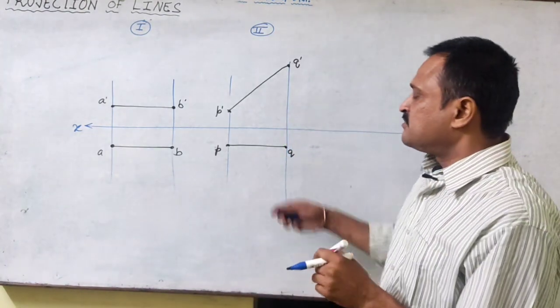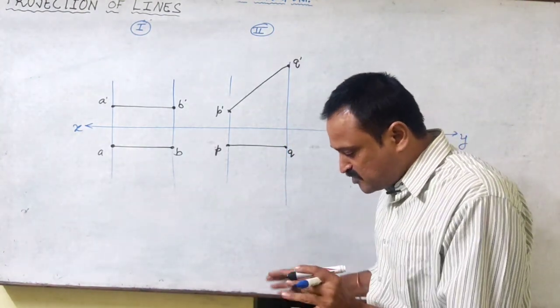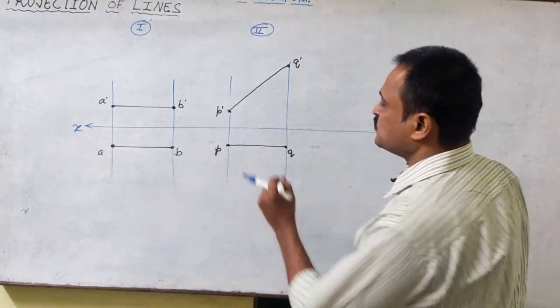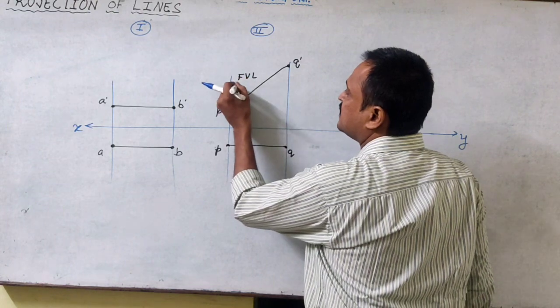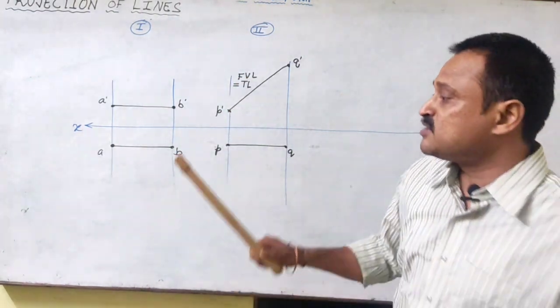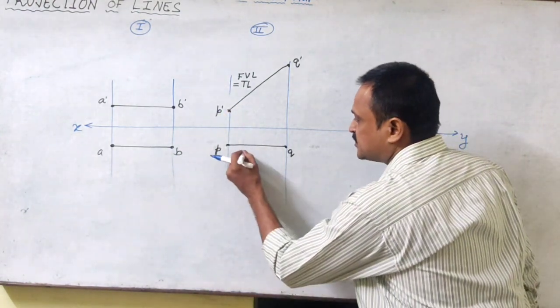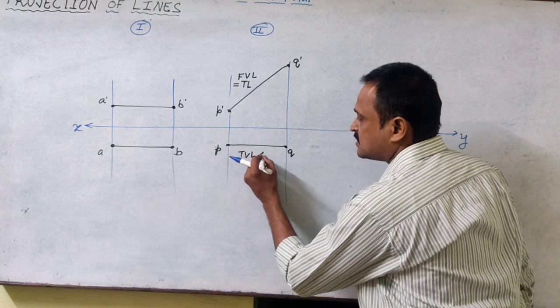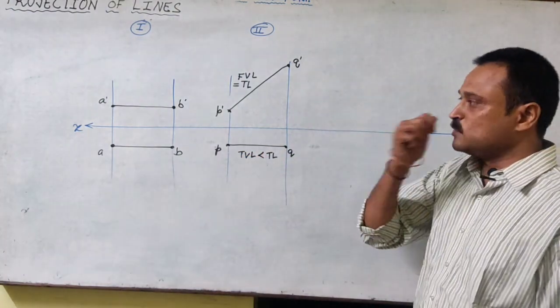Why has this happened? Because the line is parallel to VP, so the top view image came out to be parallel to XY. What about the lengths here? The front view length came out to be equal to the true length. Why again has this happened? Because the line is parallel to VP. And the top view length is not equal to the true length, rather it is less than the true length.